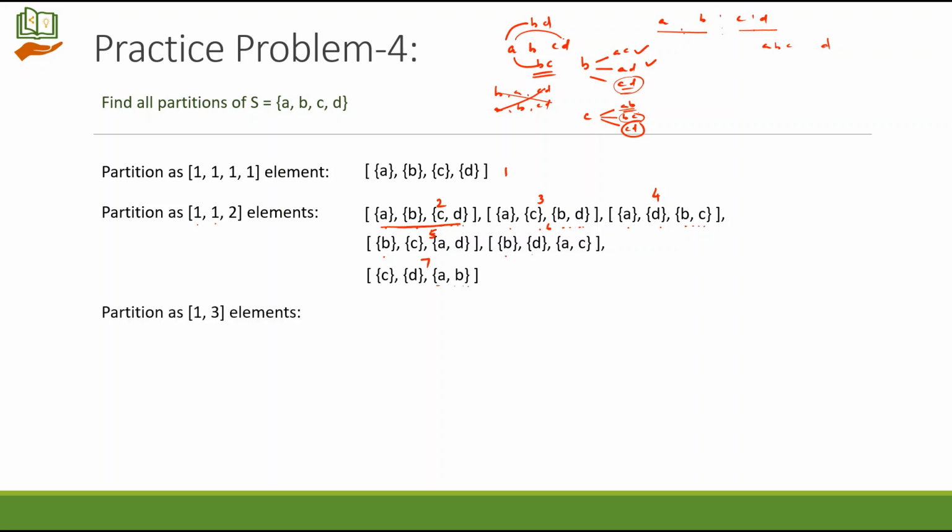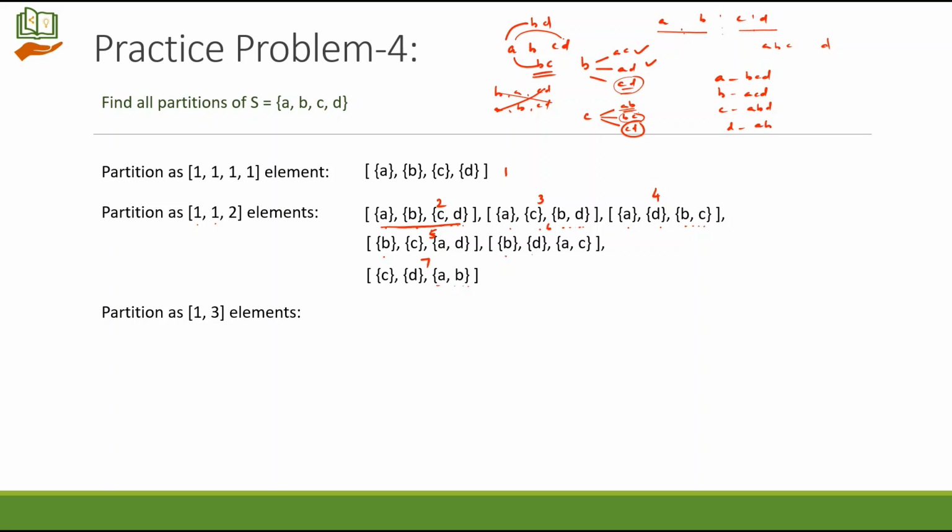Now we will partition it as 1, 3 elements. It means one element will be taken individually, the other 3 will be put in pair. So for A, what is the only option? We have BCD. For B, we have ACD. For C, we have ABD.